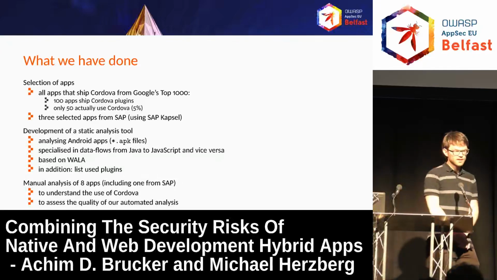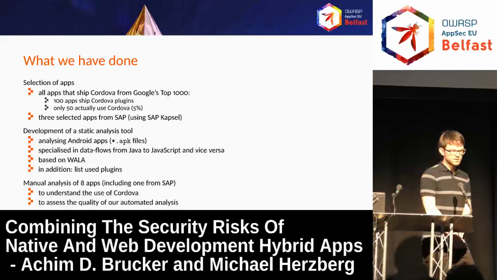So we had a closer look at the top 1,000 apps in the Google Play Store, and we found that around 10% of these apps ship parts that we identified to be part of the Cordova framework. But we also noticed that only half of these actually make use of Cordova. So quite some of these apps ship plugins or other parts of this framework, but don't actually use it. Maybe because it ships as part of another library they use, we don't know. And we also had a closer look at 3 apps from SAP that use the SAP Capsule version of Cordova.